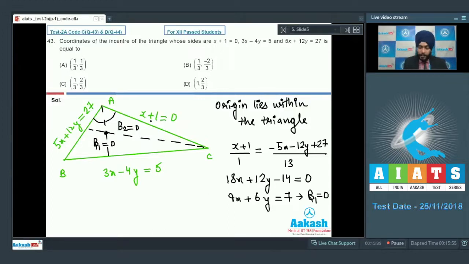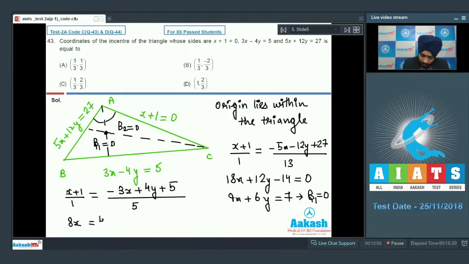Let us write B2 = 0 by using x + 1 and -3x + 4y + 5 = 0. So (x + 1)/1 = (-3x + 4y + 5)/√((-3)² + 4²), which is 5. So 5x + 3x, 8x is equal to 4y. That's it, 5 will be cancelled. So y is equal to 2x.